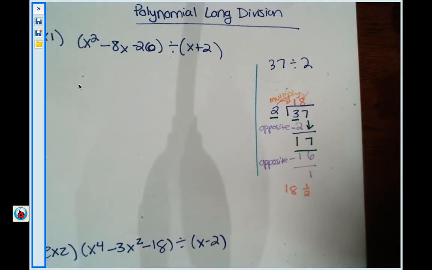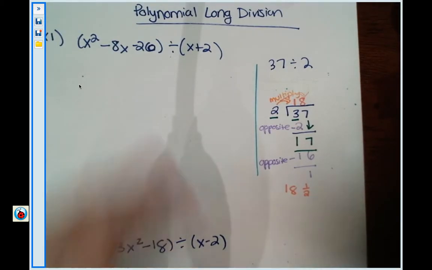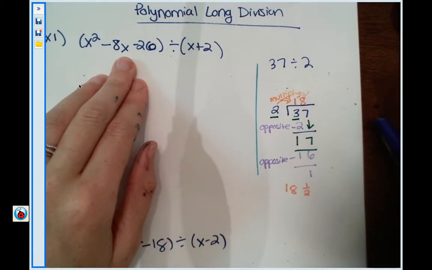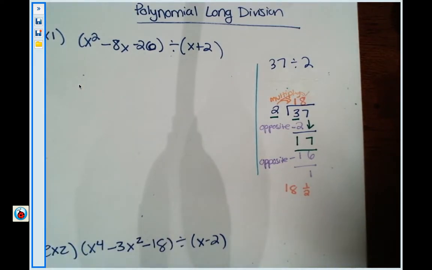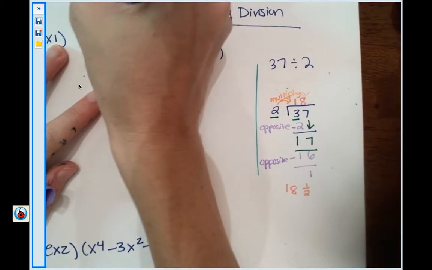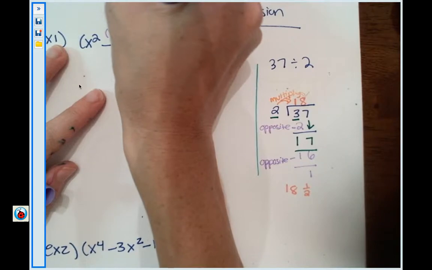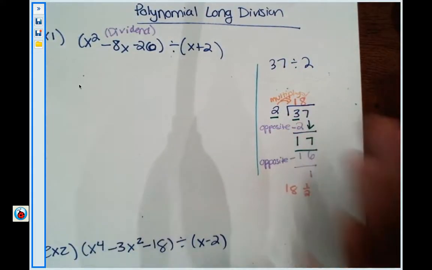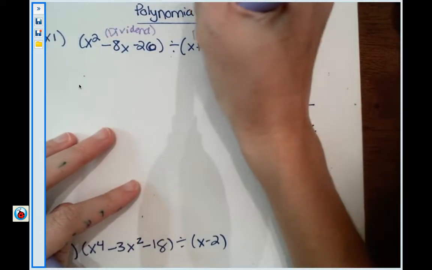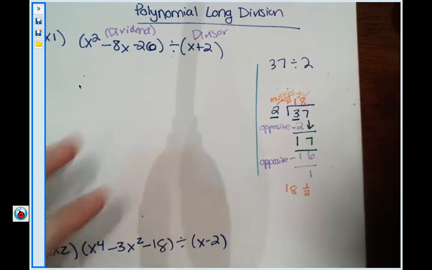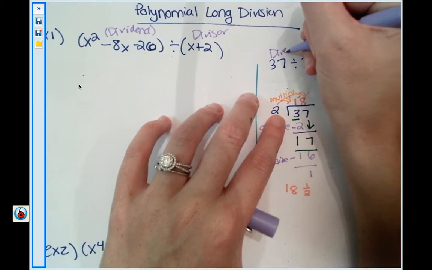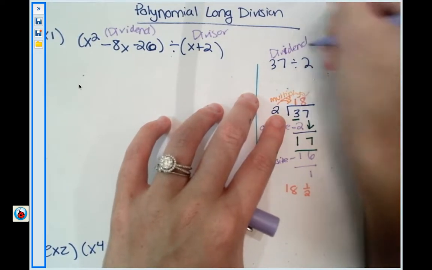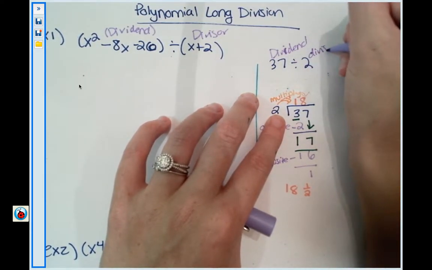First of all, we need to figure out what goes where. This is a number that's getting divided into, so this is our dividend, or our polynomial. This right here is called the dividend. And the item that you're dividing into the dividend is called the divisor. So this is our divisor. If you see here, this is our dividend, sorry, and this is our divisor.